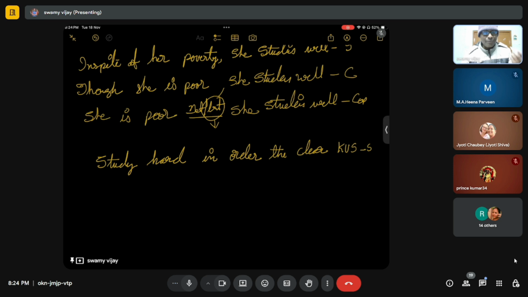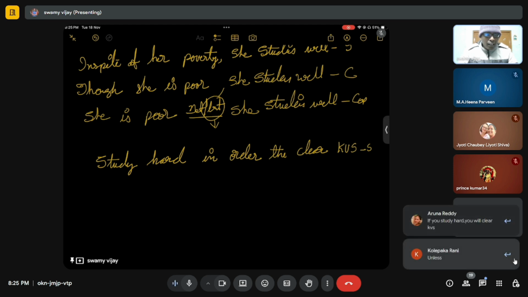Now there is confusion. Transform this into complex first. Study hard in order to clear KVS. How do you transform this? Study hard in order to clear KVS. Others also, please. If you study hard, you will clear KVS, unless you study hard. But if you write "unless", then the meaning changes, Rani. First, let us go with the normal way.